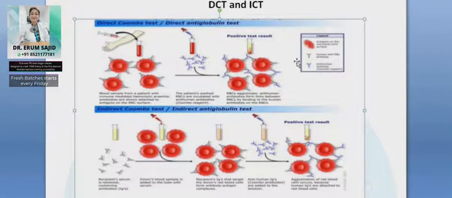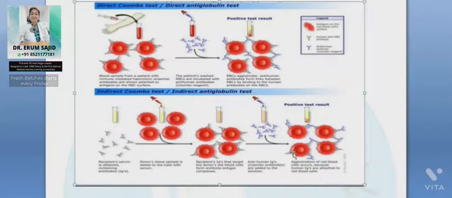So in total, what does that mean? A positive DCT result means an autoimmune hemolytic anemia is there. There is a component of autoimmune hemolytic anemia. It is nothing but aiding the diagnosis. That's all. It will help. We'll need it when we talk about diagnosis.